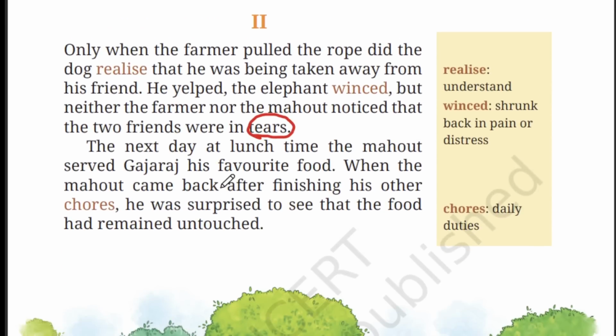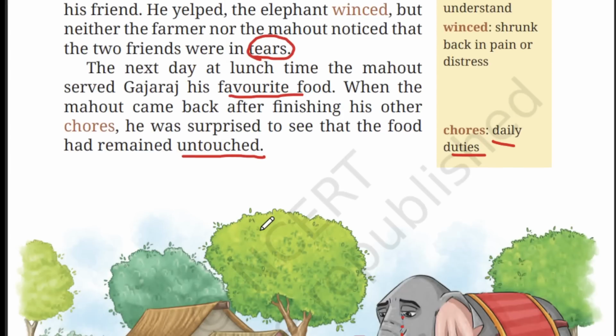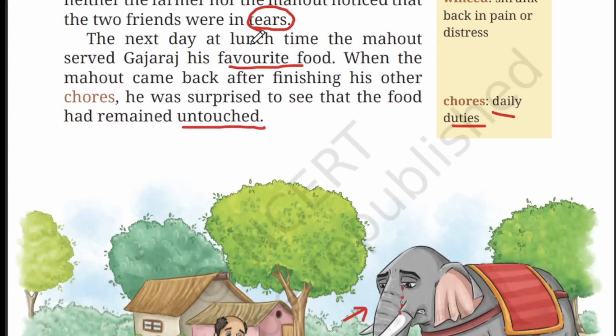The next day at lunchtime, the Mahout served Gajaraja his favorite food. When the Mahout came back after finishing his other chores, so chores means daily work, he was surprised to see that the food had remained untouched. What happened? Even though the Mahout served his favorite food, Gajaraja did not touch it and he didn't eat his favorite food, and he is keeping sad.